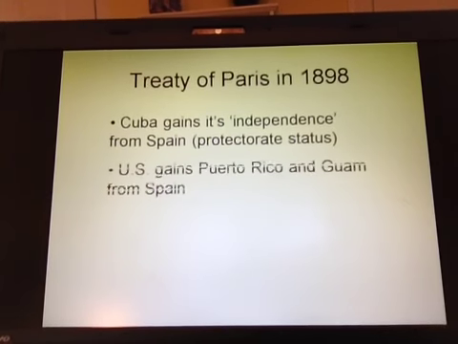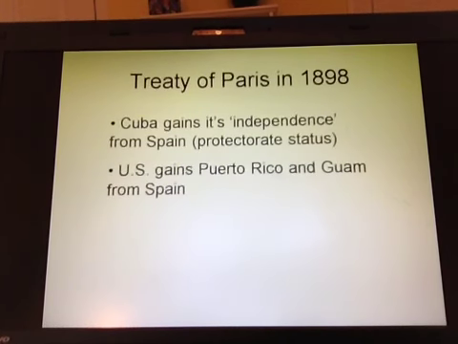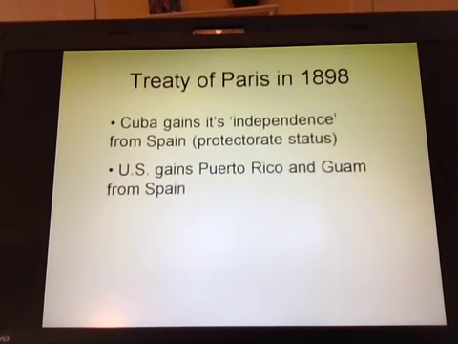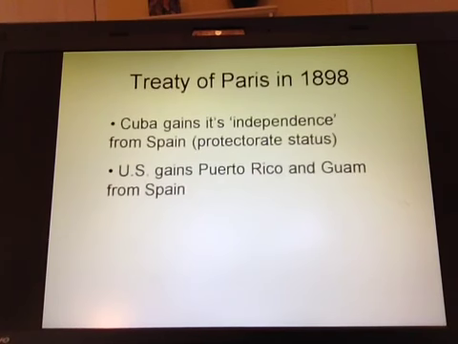We get outright Puerto Rico and Guam from Spain, so we basically beat them up and took their lunch money, and we'll now have colonies in the Pacific. In addition to Hawaii, we'll now control Guam, and Puerto Rico will be an important naval base for us also.